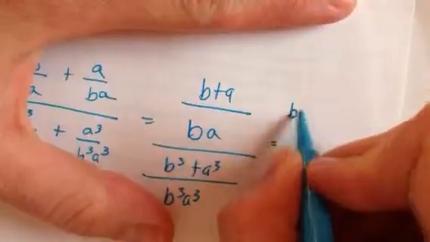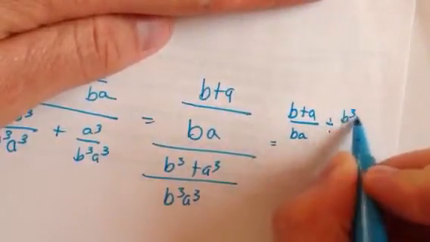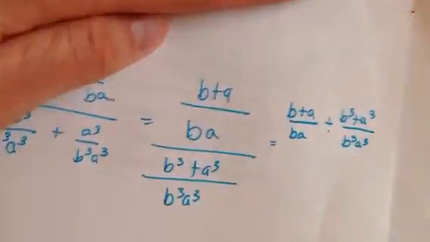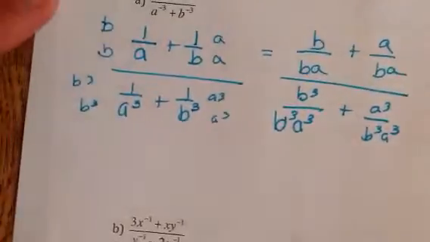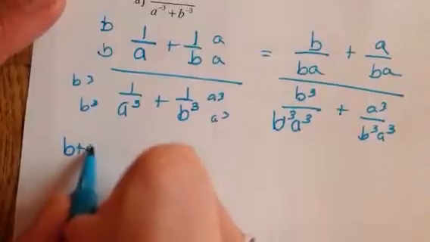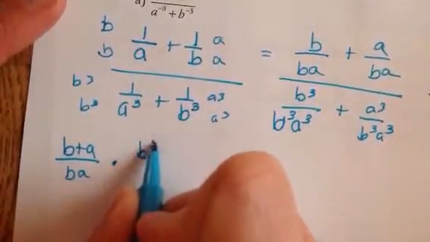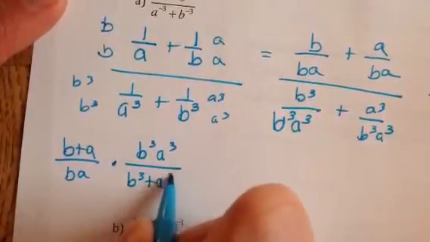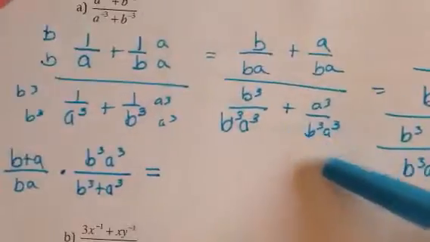Write it as a quotient. So I'm going to have b plus a over ba divided by b cubed plus a cubed over b cubed a cubed. Now take that, flip it to multiply it. So I'm going to have b plus a over ba times b cubed a cubed over b cubed plus a cubed. Now start working the factors.